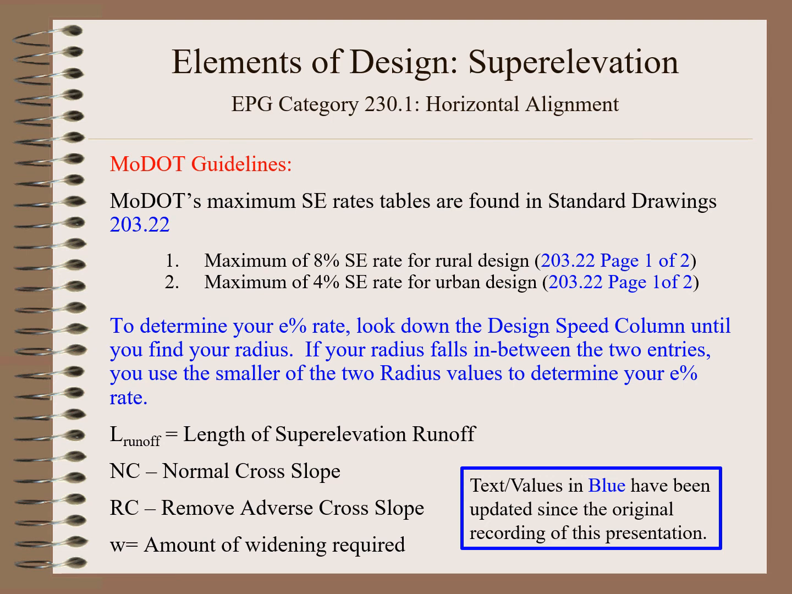As for MoDOT guidelines regarding superelevation, we use the superelevation rates found in the standard drawings. A maximum of 8% superelevation rate for rural design should be used, and only a maximum of 4% superelevation rate for urban design. So how do we actually find those values? You look up design speed columns and find the corresponding superelevation percent rate for the appropriate radius of your curve. You use the nearest value if not found in the table.